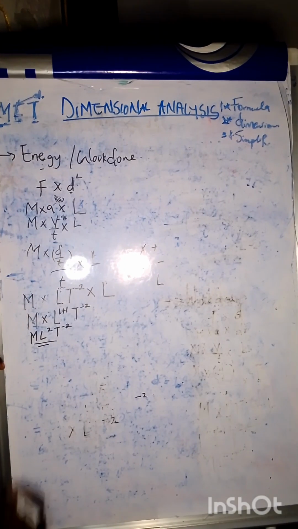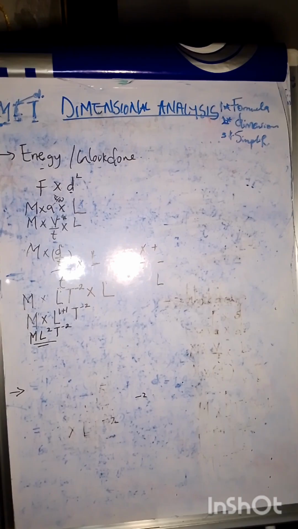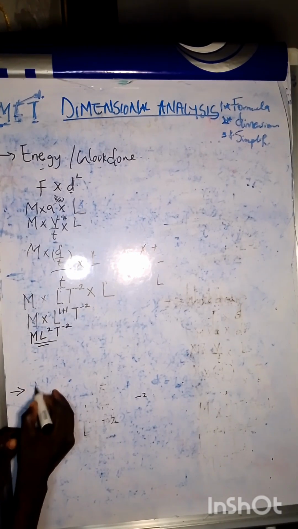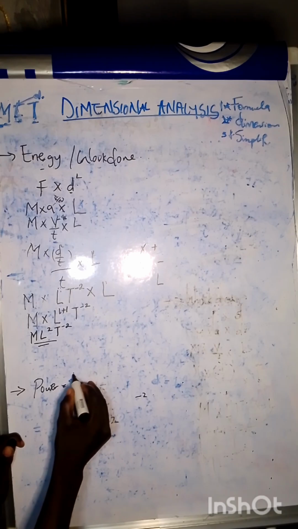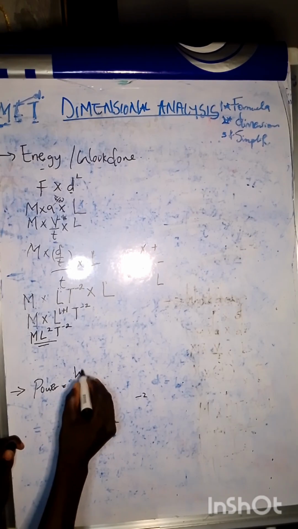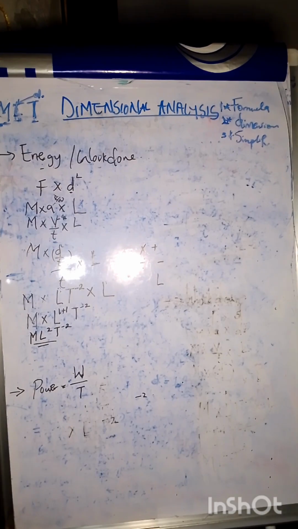Let's check for another quantity. Let's check for that of power. What is the formula of power? The formula of power would be the product of force times, that's work done over time. Are you with me? Work done over time.